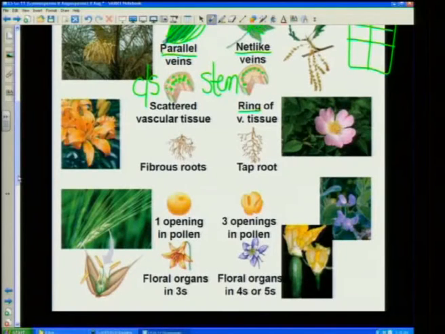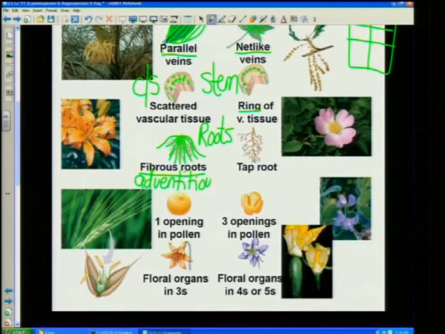Right, then, if you look at the roots, so if you have to pull the plant out of the ground and you look at the root system, a fibrous root system means that growing out of the stem are lots of little roots. And that's called a fibrous, or also known as an adventitious root system.